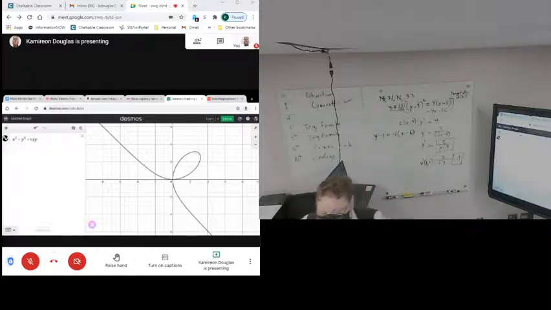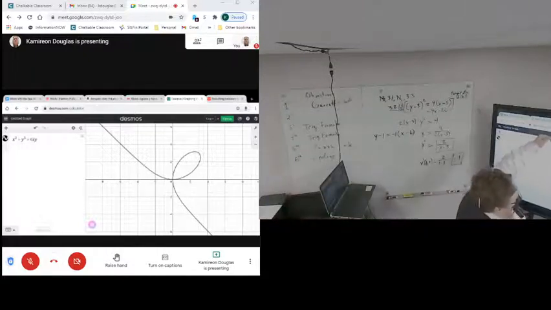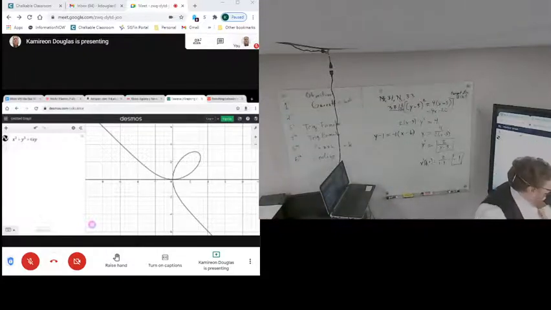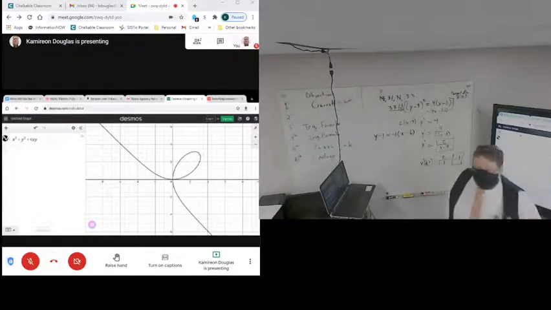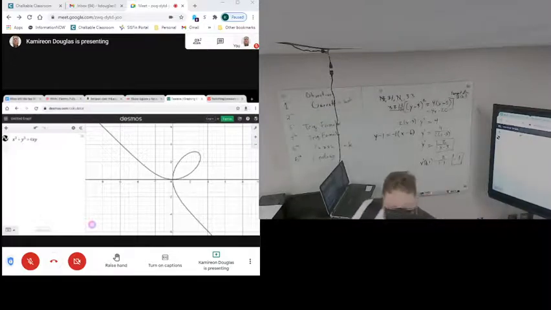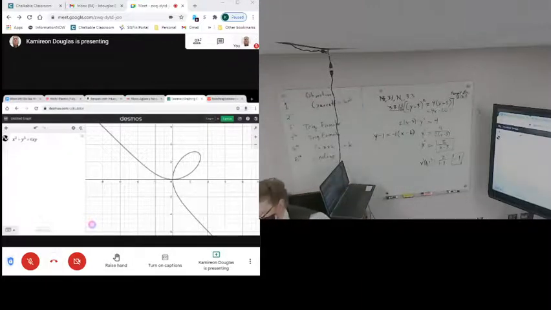Oftentimes, graphs like these are drawn in 3 dimensions, and so what happens is, at time 0, the slope would be 0. At time, I think it's like pi over 6, the slope would be undefined. Because as you're drawing it, there are 2 different slopes, and so you can reference them by a third variable, z or time. At different times they've got a different slope.